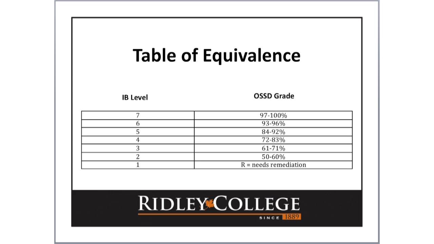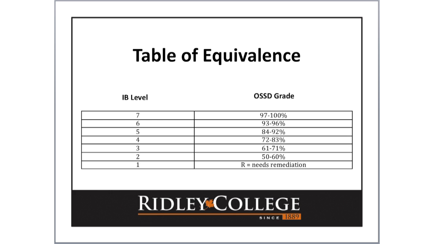So how do I do that? If I'm creating levels and generating levels as a teacher, you're a high level 4, level 5, etc. What I do is I use this chart. It's called the Table of Equivalence. All IB schools in Ontario use this table. And it basically allows the teacher to generate OSSD grades from the levels.